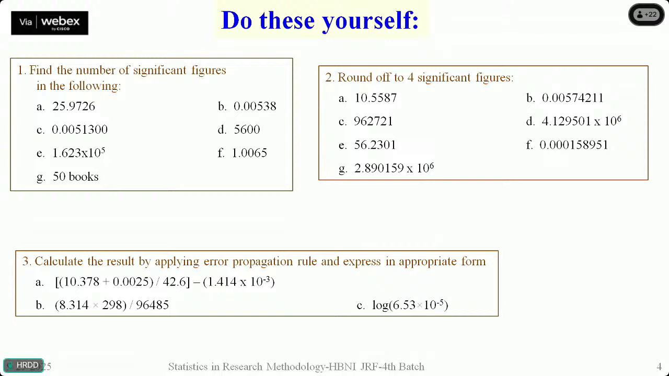5.623 into 10 to the power 1. Which one is it? B. See, 5.742, 5.742 into 10 to the power so and so, whatever. Any other doubt in the rounding off? If you have any doubt, please clarify today. After today's discussion, we will not do this one. Okay.